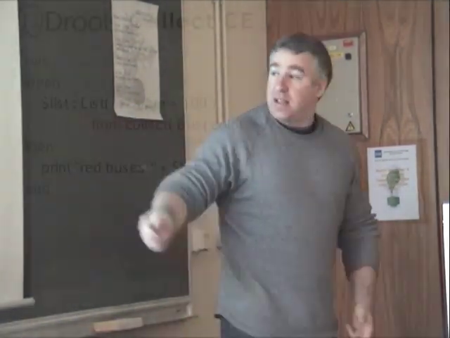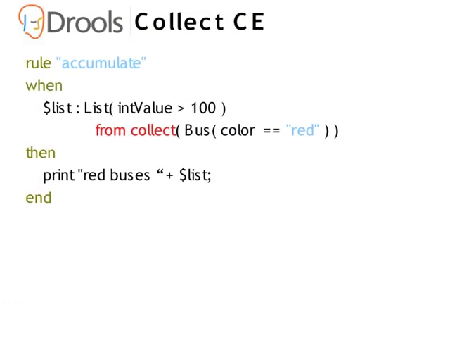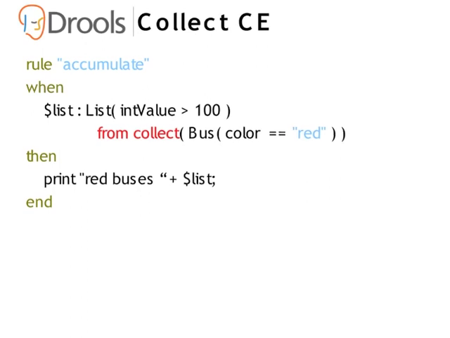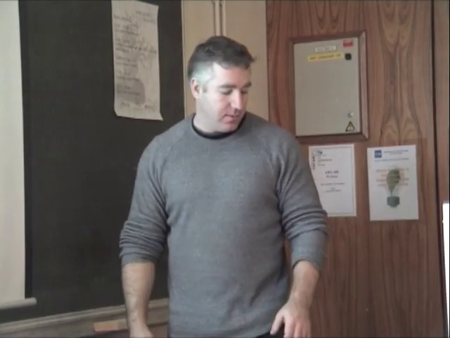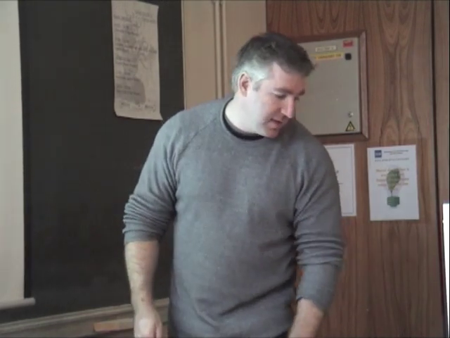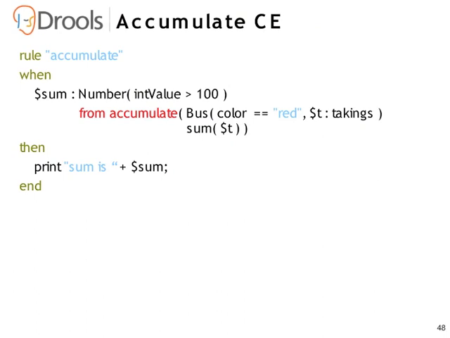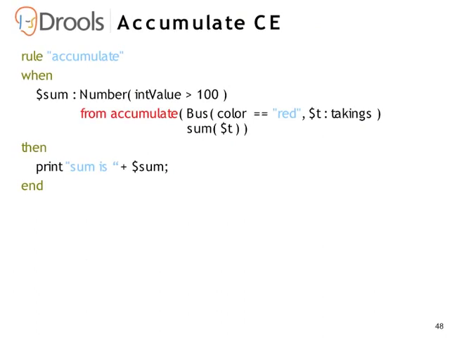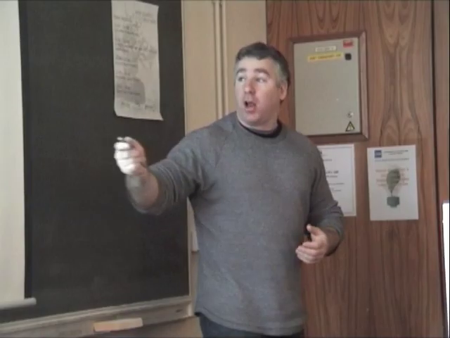More powerful CEs. So this is collect. A collect will collect everything it can find based upon the pattern you give it. So here I'm saying collect on my red buses. It returns a list. You can then evaluate the size of that list. We have accumulate. Accumulate allows you to do aggregation. This is fully pluggable. We come out with sum, average, total. Total is the same as sum. So we have a number of these, but these are fully pluggable.